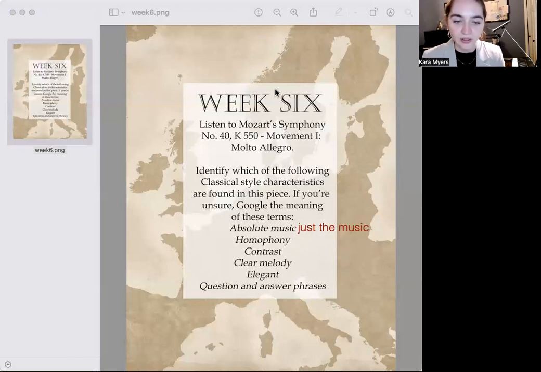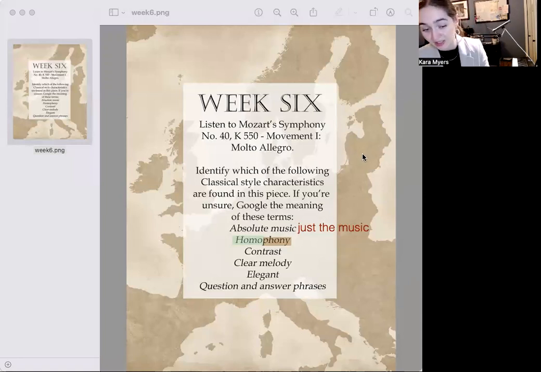Homophony. If we break that word down, there are two elements: the homo and then phony. Homo is a prefix that means same, and phony is sound, like telephone. So same sound. Generally that means melody and chords. Another type of sound would be like two melodies playing at the same time. That's called polyphony, because many sounds.